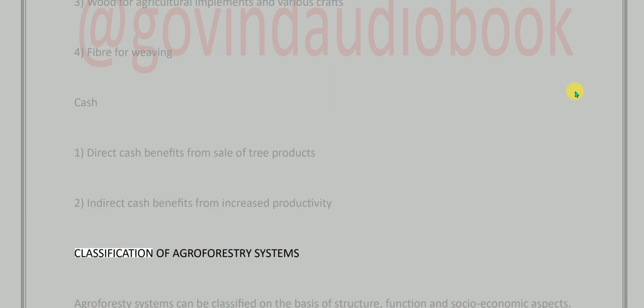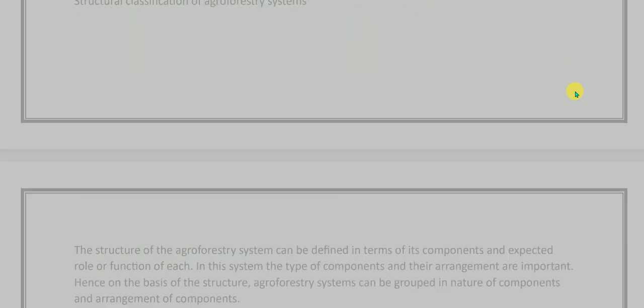Classification of agroforestry systems. Agroforestry systems can be classified on the basis of structure, function and socio-economic aspects. Structural classification of agroforestry systems. The structure of the agroforestry system can be defined in terms of its components and expected role or function of each. In this system, the type of components and their arrangement are important. Hence, on the basis of the structure, agroforestry systems can be grouped in nature of components and arrangement of components.